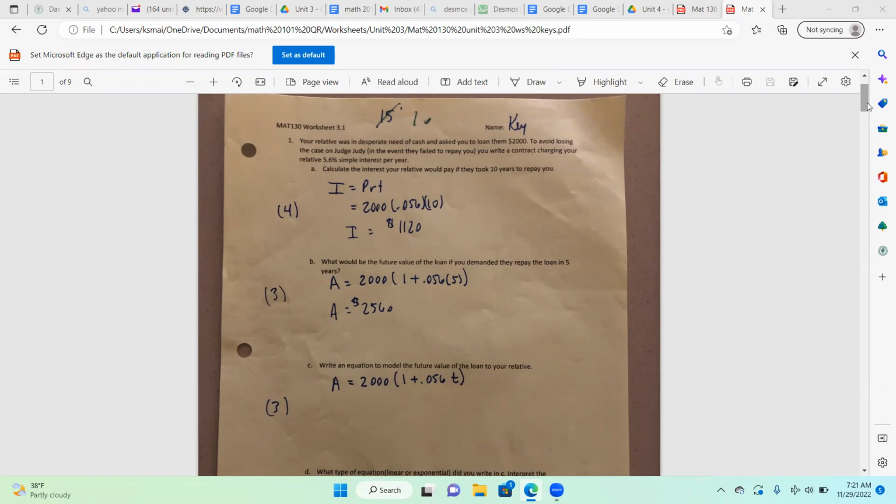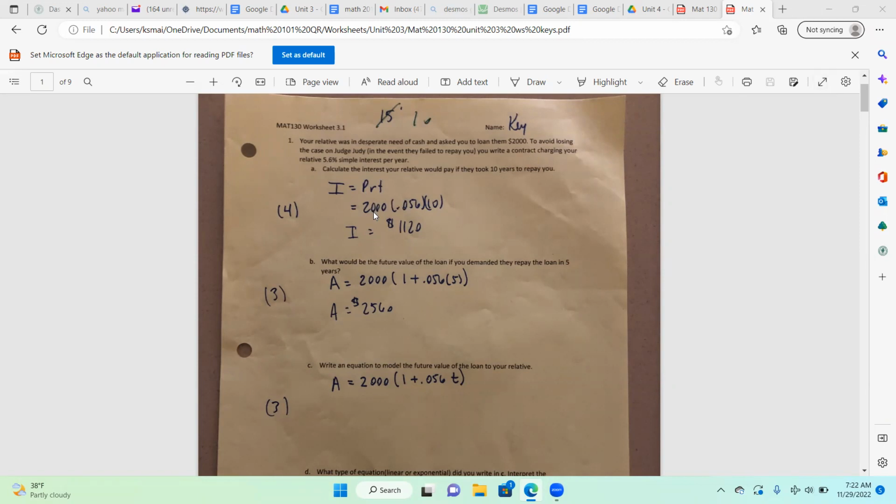to loan them $2,000. To avoid losing the case on Judge Judy in the event they fail to repay you, you write a contract charging your relative 5.6% simple interest per year. So we have to remember that simple interest is paid only on the one-time principal. So part A says calculate the interest your relative would pay if they took 10 years to repay you.